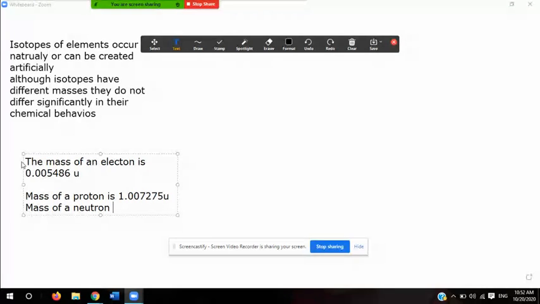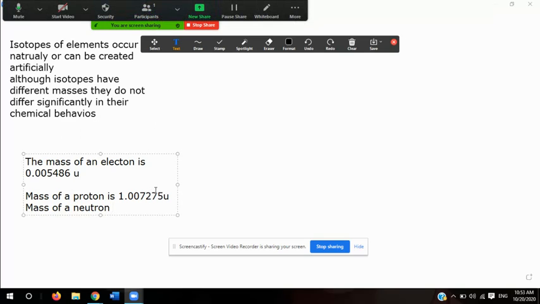So as I was saying, we know that the mass of an electron is 0.005486 units of unified atomic mass, and the proton is 1.007276 units of unified atomic mass. I realize I wrote 5 and it's 6.